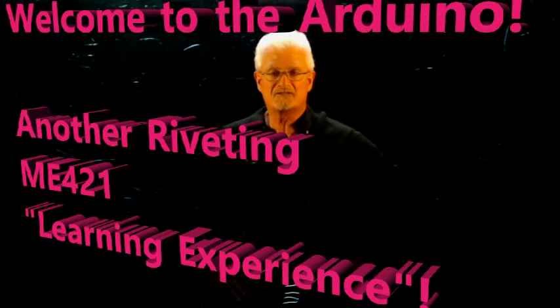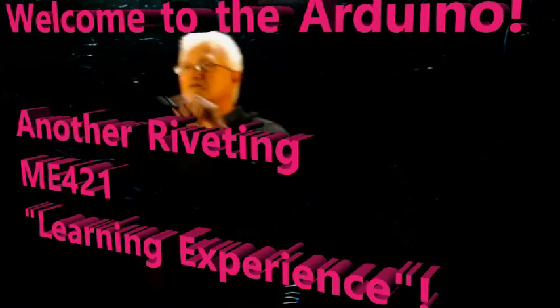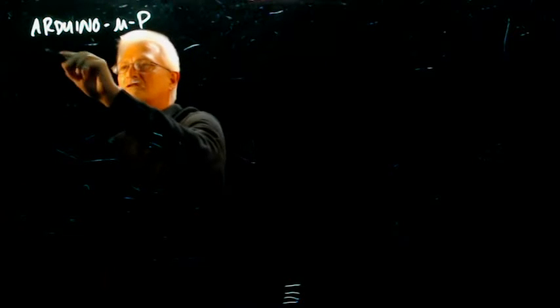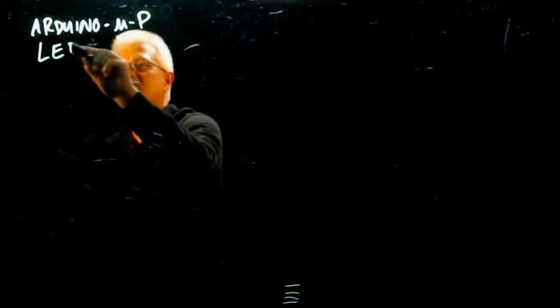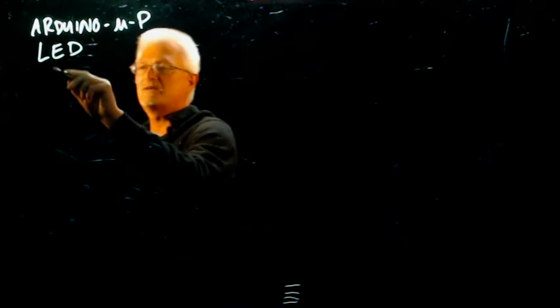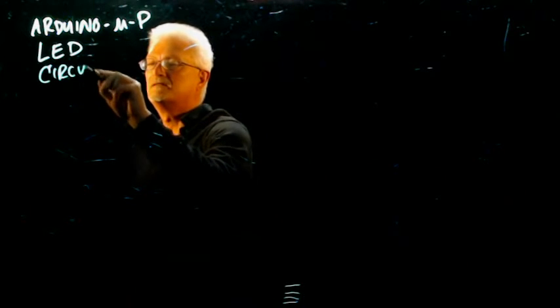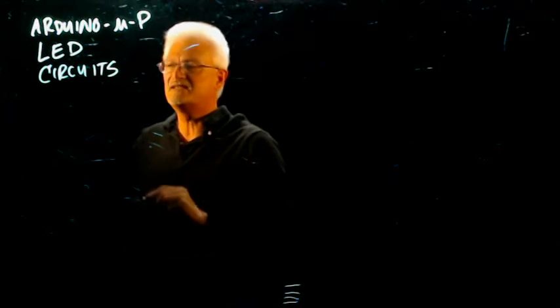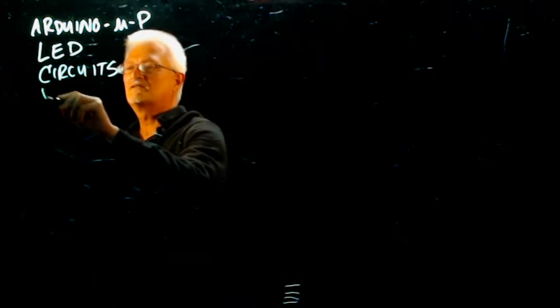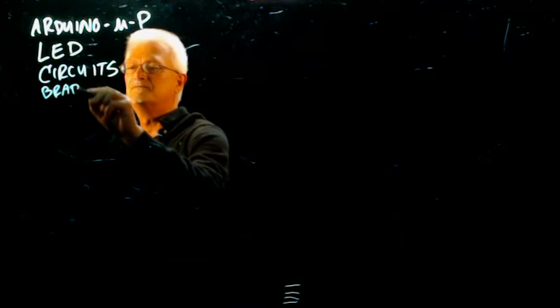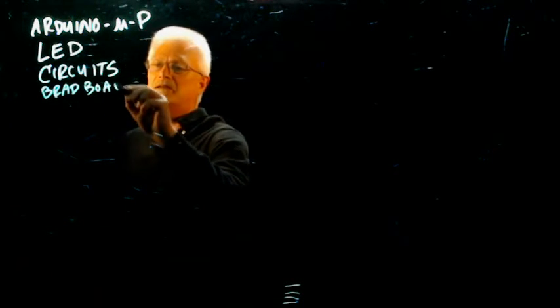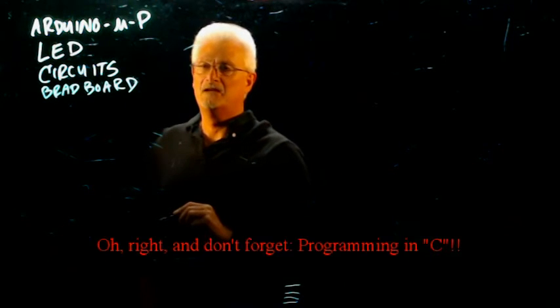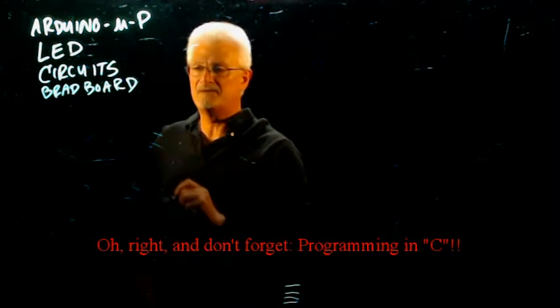Let's start with our first introduction to an Arduino microcontroller. So today we're going to look a little bit at the Arduino microprocessor. We're going to look a little bit at light emitting diodes. We're going to talk about some circuits. We're just going to build a really easy circuit. And we're going to learn a little bit about breadboards, and we're going to use a breadboard. Protoboard, sometimes it's called a prototyping board.